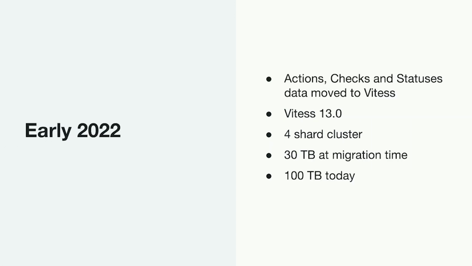In early 2022, we moved actions, checks, and statuses data over to Vitess. This was using Vitess version 13. We initially moved that into a 2-shard cluster, very quickly resharded to 4 shards, and are now thinking about resharding again to 6 or 8 shards. This cluster had about 30 terabytes of data at migration time, and today it's over 100 terabytes of data. So we have seen enormous growth in actions usage. Each shard is 25 terabytes.